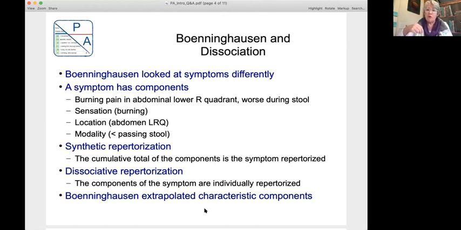And his repertory uses a dissociative repertorization, where instead of looking at lower right quadrant pain that is worse passing stool, he would have you looking at the modality of worse from stool and a laterality and a nature of discomfort. He would have you looking at all of those things separately. Benninghausen extrapolated all these components, and his therapeutic pocketbook is more granular than what we're used to seeing in Kent's repertory.